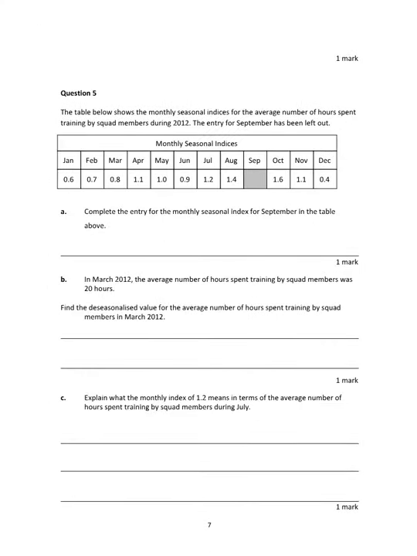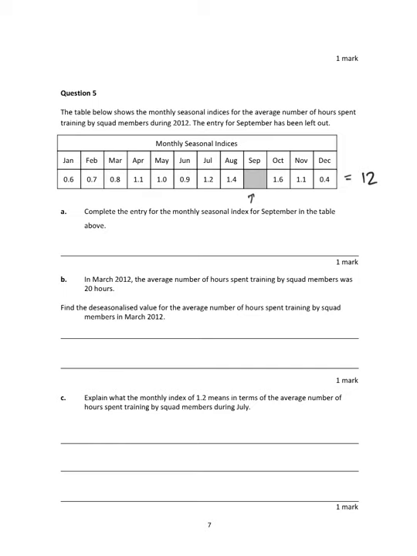The table below shows the monthly seasonal indices for the average number of hours spent training by squad members during 2012. The entry for September has been left out. So we've got all the months and their seasonal indices. Complete the entry for the monthly seasonal index for September in the table above. If you add up seasonal indices, it should equal 12. So to find this missing one, you can do 12 minus all those values.